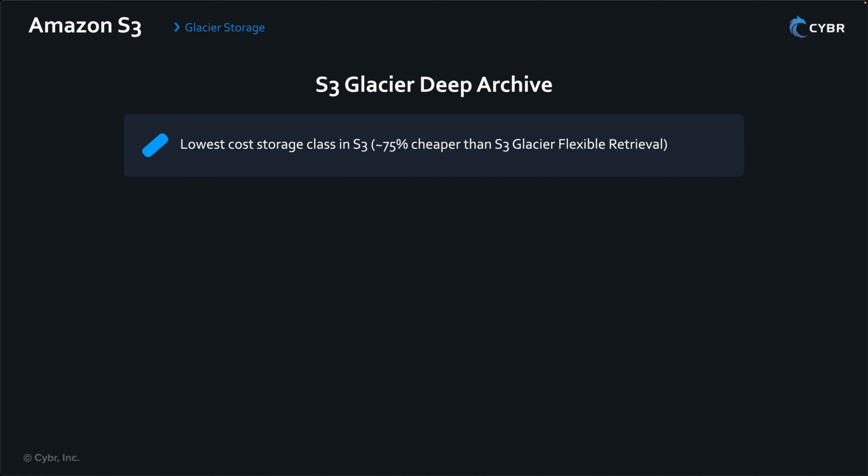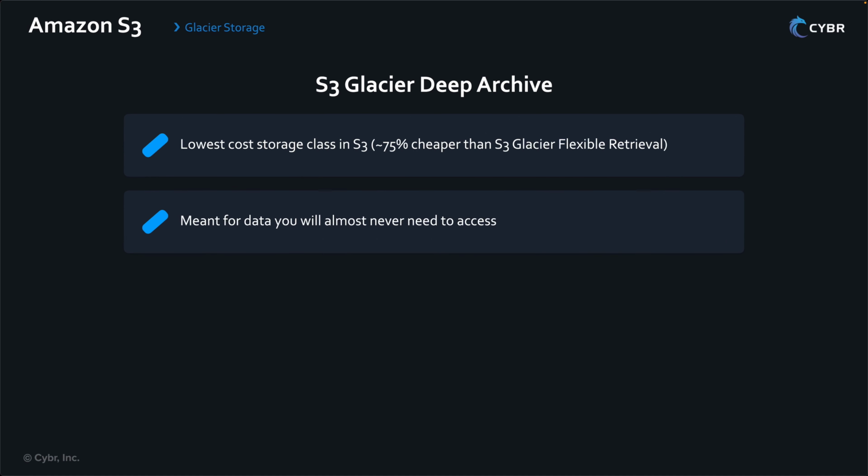This class is the lowest cost storage class in S3, where you could see prices cut by roughly 75% lower than S3 Glacier Flexible Retrieval. So it's meant for data that you almost never need to access, and if you do need to access it, it's probably at most once a year. It comes with a 180-day minimum storage duration. It has slow retrieval times, retrieval fees, and so it's best suited for long-term retention.